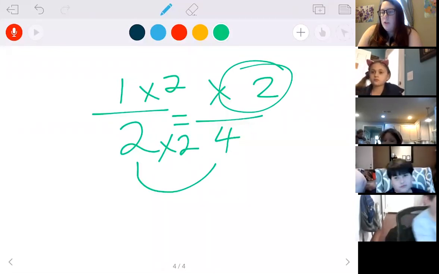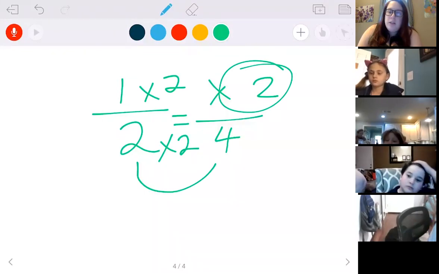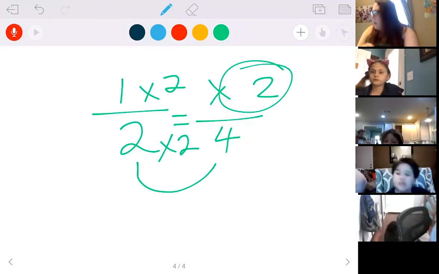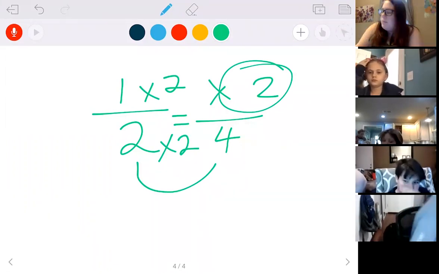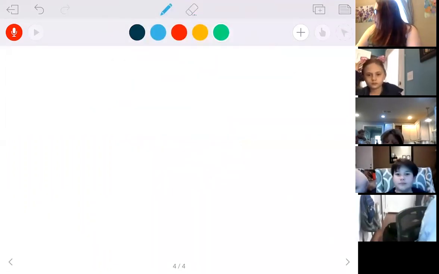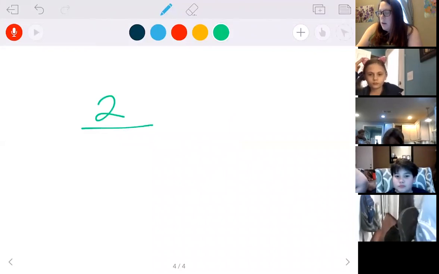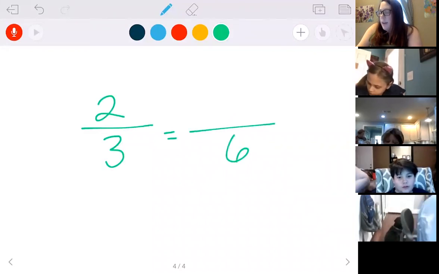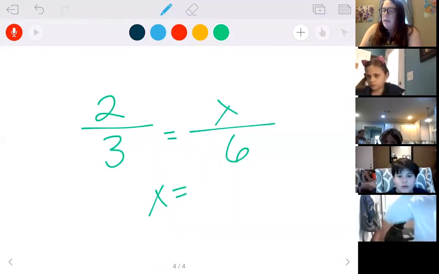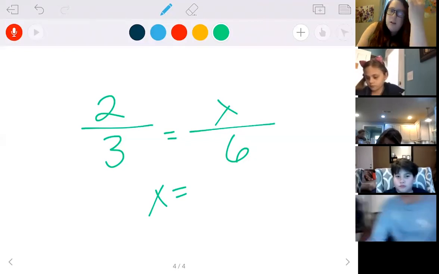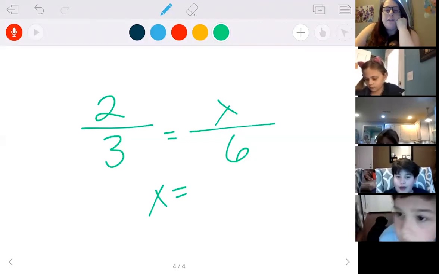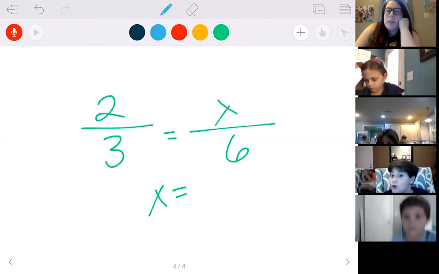So on your classwork today, you can do it this way. It's actually just a homework grade for today. And you can also just write the number. You don't need to write everything else out, okay? Let me give you one to try. 2/3 equals blank over 6. You tell me what x equals. Think to yourself, 3 times what equals 6? And then multiply that by the same thing you see at the top.